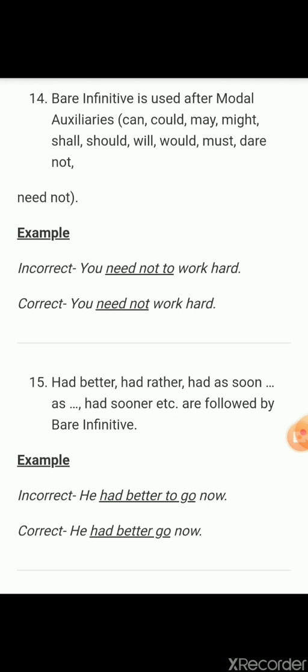The incorrect sentence you read: you need not to work hard. The correct one: you need not work hard.